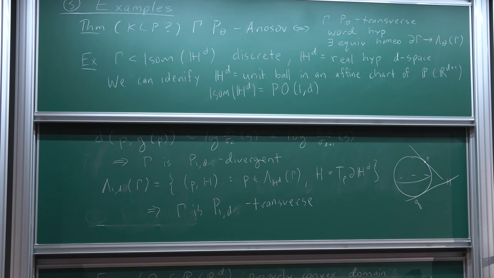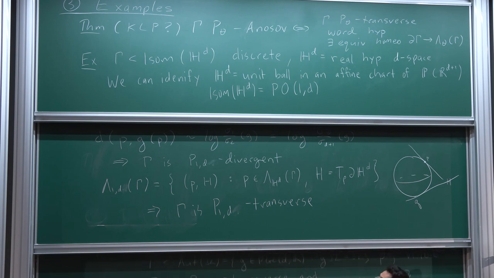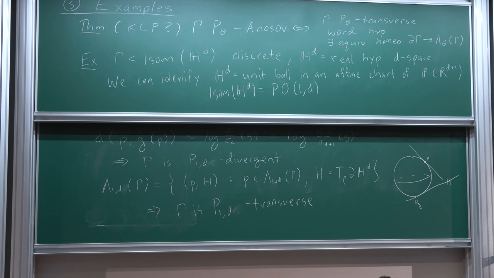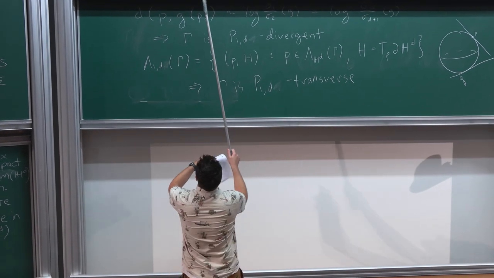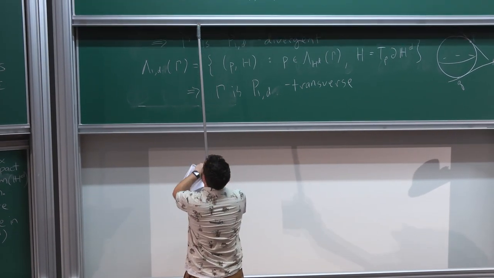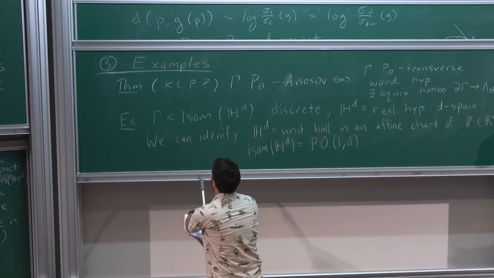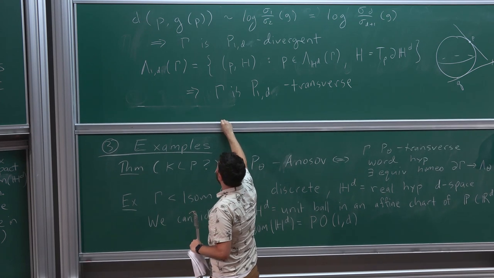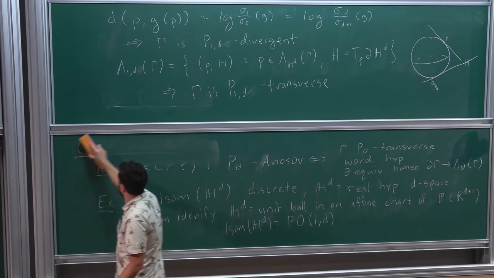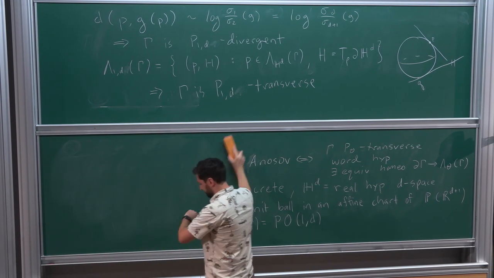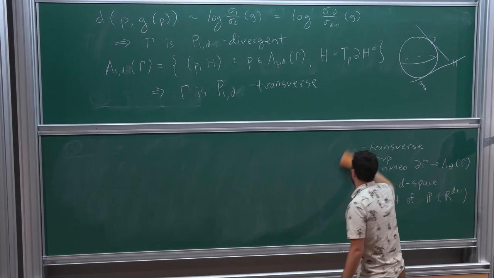I have a comment. I think I realized that Benoit provided an example of this dense group, which is not transverse, because they're not divergent. I mean, different angles. So you should take a convex projective surface with a type 1 cusp, and this will probably give you the right example.